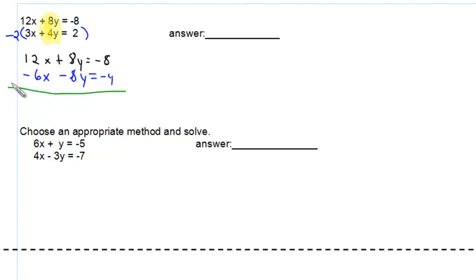Let's draw our line and let's combine these equations. 12 minus 6 is 6x. The 8's now go away, and that was our goal. And negative 8 plus a negative 4 is negative 12. Divide by 6, and x is equal to negative 2.